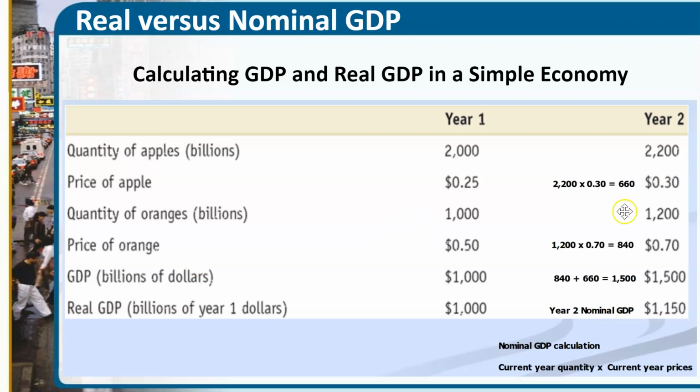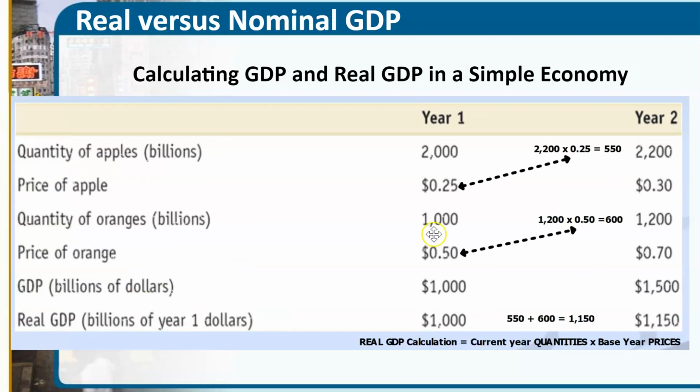What we calculate for nominal GDP is using the year we're in, and we're not going to take that inflation out just yet. But what we need for real GDP is to multiply the price of the base year times the quantity being produced. So instead of multiplying by the 30 cents, we're going to multiply by that base year of 25 cents and 50 cents respectively. So 2,200 apples being produced in year two, not times 30 cents, but times 25 cents, is going to give us $550.